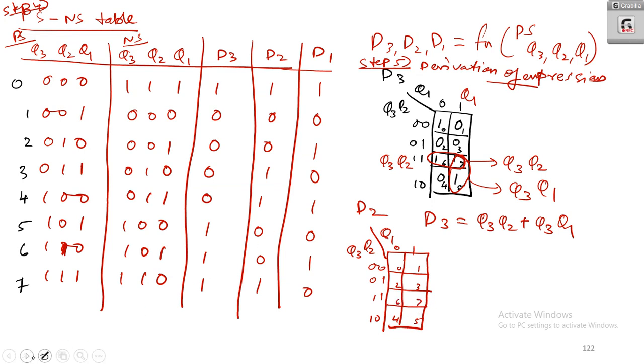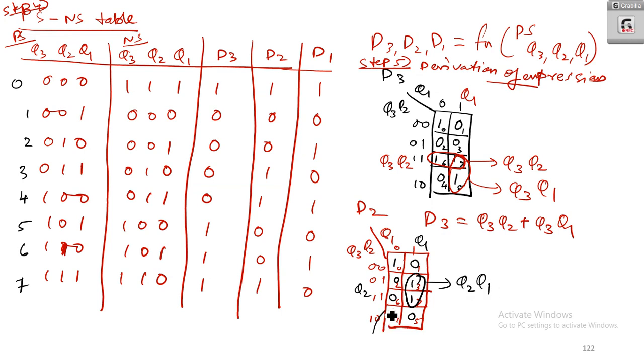Now how to proceed further? For 0 it is 1, for 1 and 2 it is 0, for 3 and 4 it is 1, for 5 and 6 it is 0, and for 7 it is 1. Now how will you club? You can club these two. Which is common? Q2 is common here, and Q1 is common. So that is Q2 Q1.